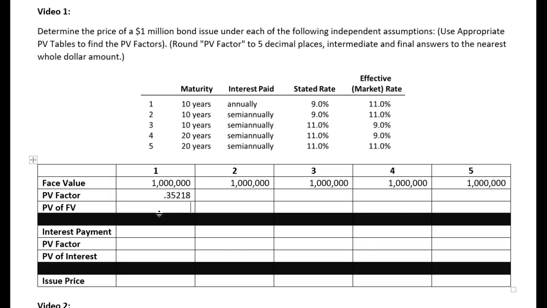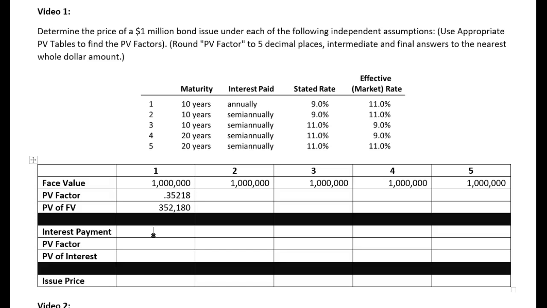You simply take your $1 million face value and multiply it by 0.35218. This one's pretty easy to do since it's a nice whole round number. That gives you $352,180. So that's the present value of that face. In other words, if you invested $352,180 today for 10 years at 11%, you would have $1 million at the end of that period. And that's really what present value gives us. It doesn't tell us what that $1 million will buy, but it tells you how many dollars you'll have.